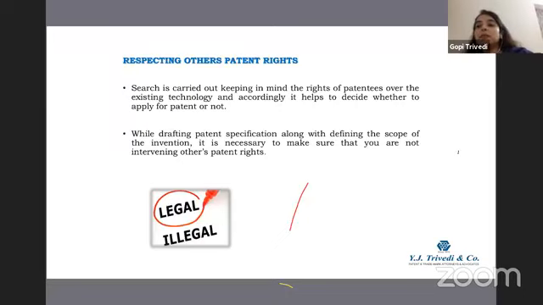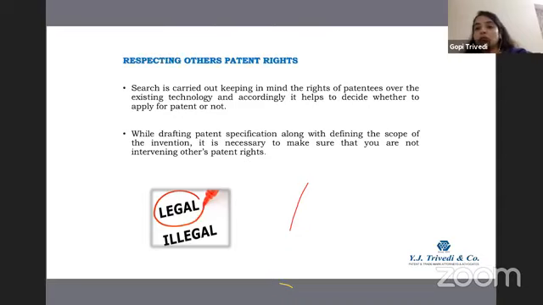Now, while I'm preparing, writing, and filing my patent application, I must keep this in mind: that I'm respecting others' patent rights also. My invention is very dear and precious to me. Similarly, others have the same feeling and same importance for their patent rights. So I must respect others. I should not infringe anybody's patent rights, even unknowingly.